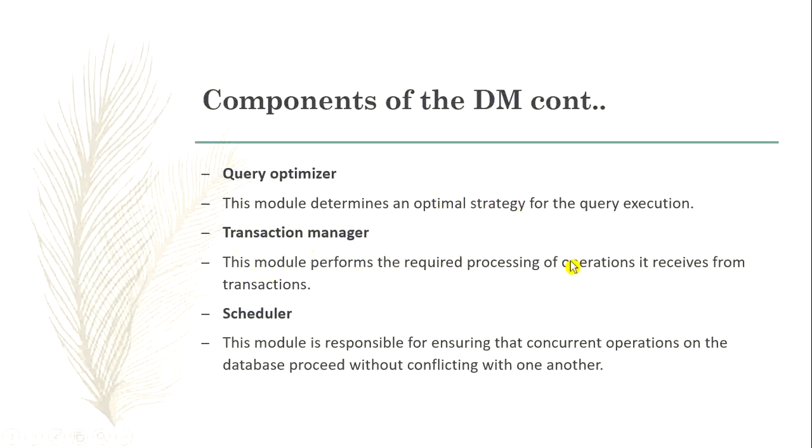Transaction manager. This module performs the required processing of operations it receives from transactions. So if there is any series of actions that are being performed to make a change in your database, all that processing will be performed by transaction manager. Next we have scheduler. This module is responsible for ensuring that concurrent operations on the database proceed without conflicting with one another. So as we have discussed, DBMS should provide the concurrency control so that different users can access the same information or update the same information at the same time. So scheduler is responsible for the concurrency.